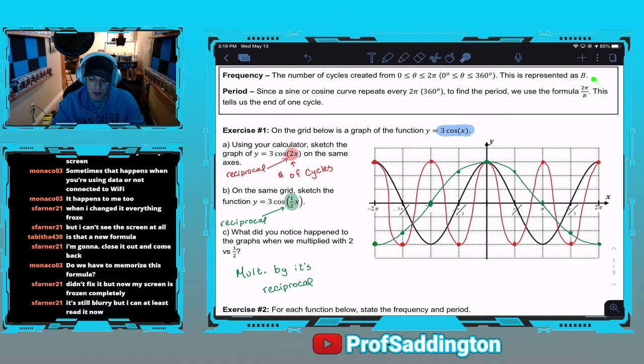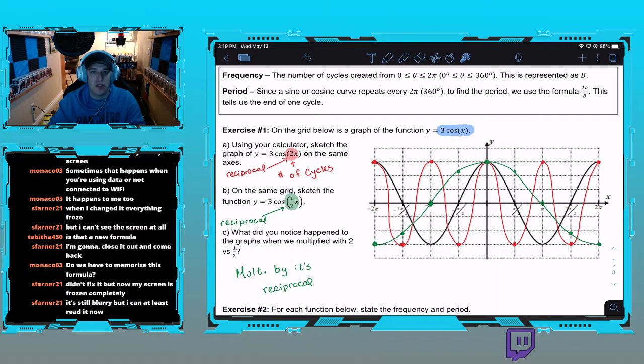And this formula you don't have to memorize. It's going to be 2 pi over b. I'll give it to you guys on everything we do for the next week. But this 2 pi over b is represented by the period formula. So this will tell us the end of a cycle. Just think of when you're in English class, the period is the end of a sentence. When you're talking about the graph, the period is the end of a cycle. It's the end of a curve.